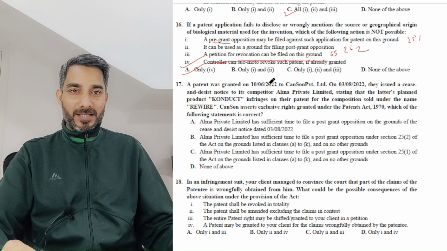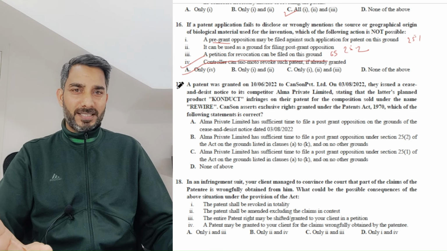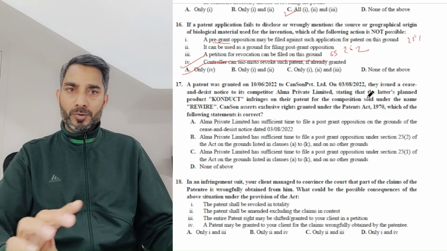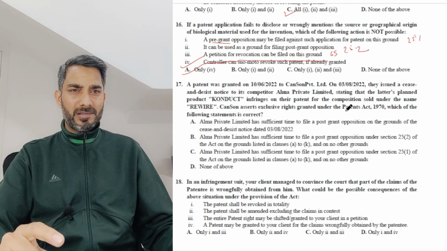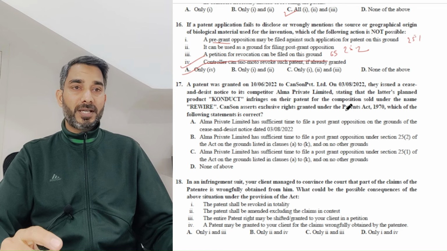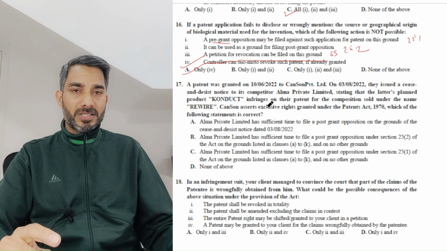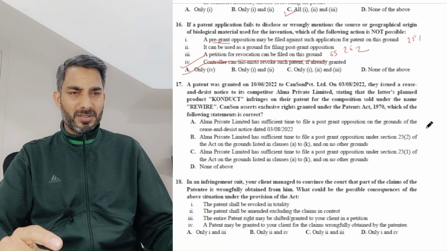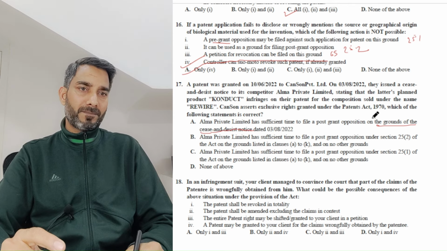A patent was granted on 10/6/22 to Canson Limited. 3/8/22 they issued a cease and desist notice to the competitor Alma Private. Okay. 10/6/22, 3/8/22. So pre-grant opposition is gone, I think, or it's there. 10/6/22. Oh no, it's there. Whatever. They're infringing. So which following statement is correct? Alma Private Limited has sufficient time to file a post-grant opposition on the grounds of the cease and desist notice. On the grounds of the cease and desist notice? What is this on the ground?